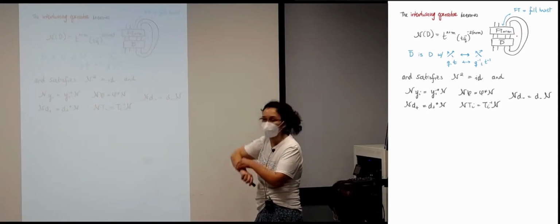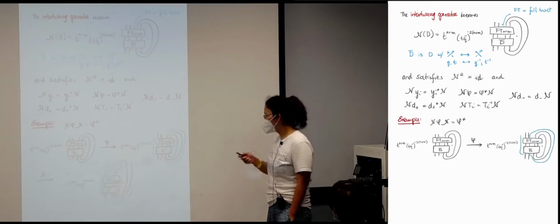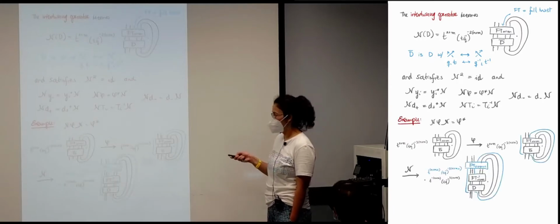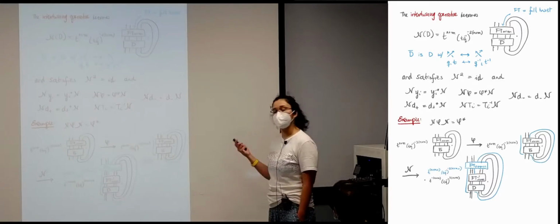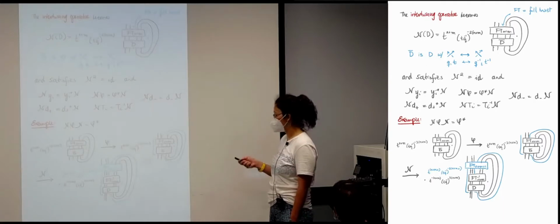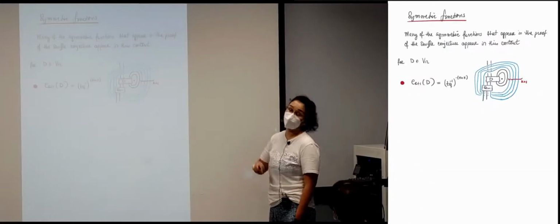I have 2 minutes. Okay, I will hurry up. So I was going to give you an example of how it really does conjugate the unstarred to the starred operators, but this is really just an application of checking the diagrams and showing that up to wiggling, everything works. So maybe let me tell you how this relates to symmetric functions.